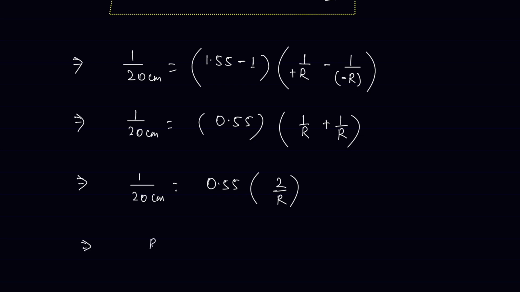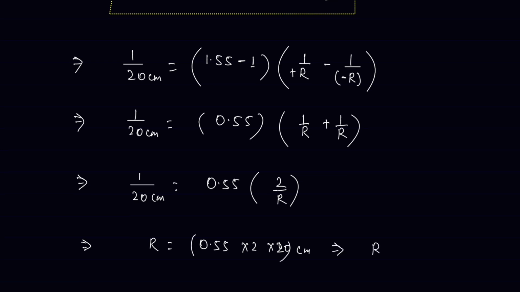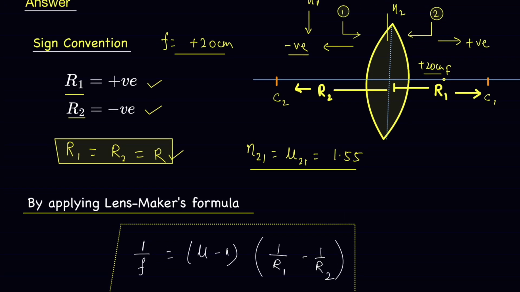R is equal to 0.55 into 2 into 20 centimeter. So from here R is equal to plus 22 centimeter. This is the answer of this question. The magnitude of the radius of curvature is 22 centimeter. If we have to find R1 and R2, only the sign convention will change. Here we write plus 22 centimeter and on this side we write minus 22 centimeter, but the magnitude is the same.